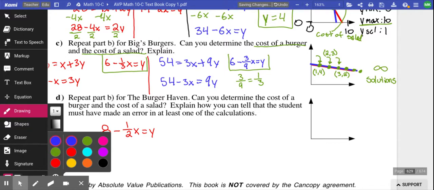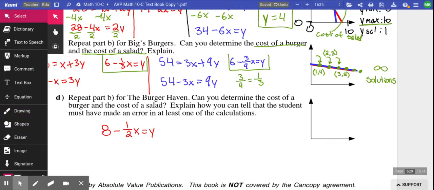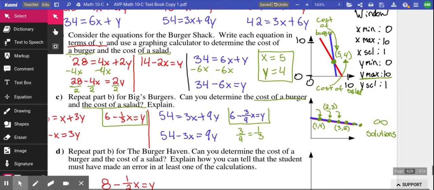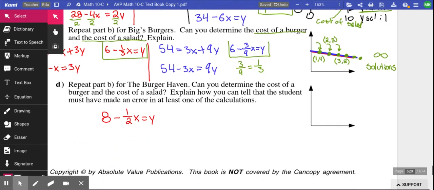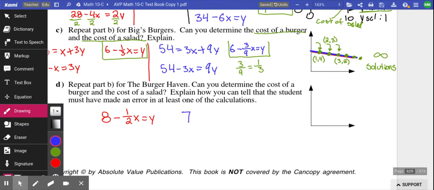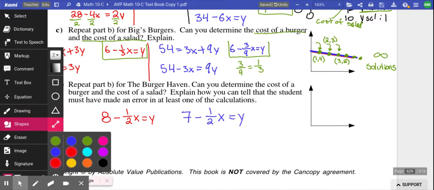And if we did the second one, it would be 7 minus 1/2 x equals y. Awesome. If you went ahead and you graphed both of those things, your graph would look somewhat like this. The red one would start about here, and it would be on a downward slope like that. The blue one would start here, and it would be on the exact same slope like that.